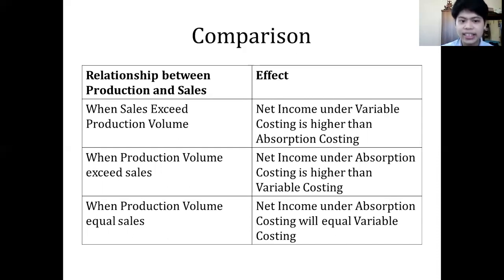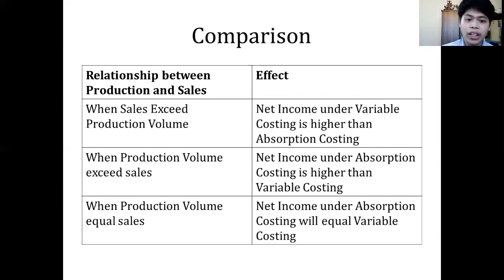When sales exceed production volume, it means that net income under variable costing is higher than absorption costing. Why? Because we consider fixed factory overhead cost as an expense. Okay? Remember, when our sales are high, our contribution margin is also high. That's the reason why, if sales exceed production volume, net income under variable costing is higher than absorption costing.